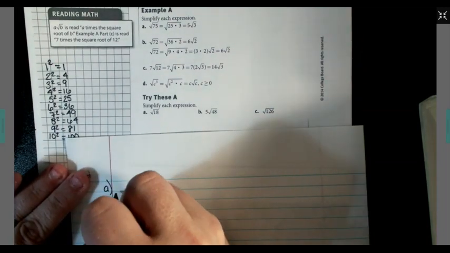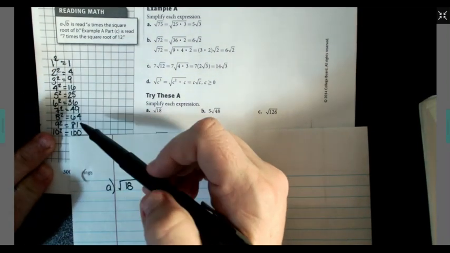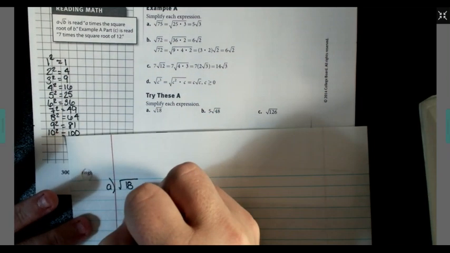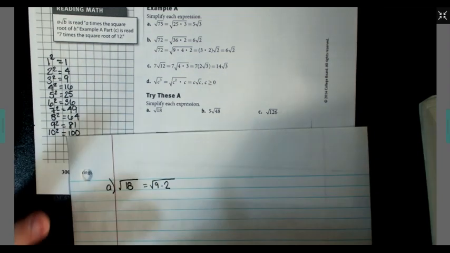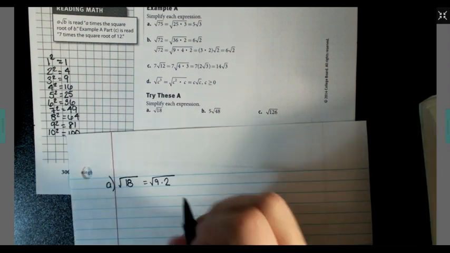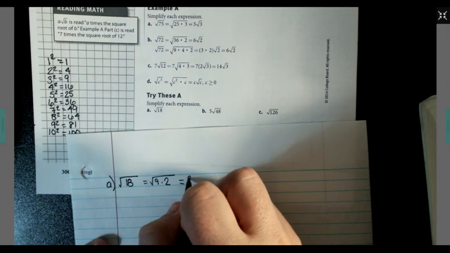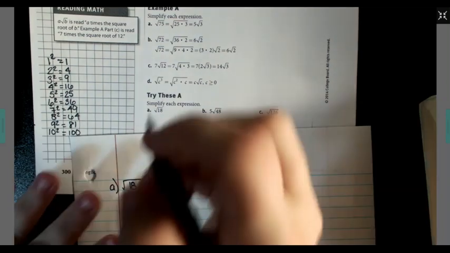A, square root of 18. Now, remember, product means multiplication. So are there 2 numbers that we can multiply to get 18, one of which is in this list? 9. We could do the square root of 9 times 2. What is the square root of 9? Obviously 3. Okay? And so this would be 3 square root 2.